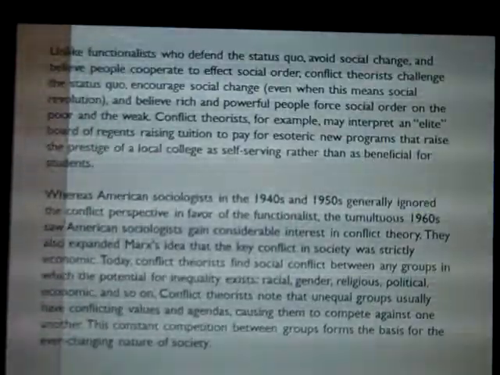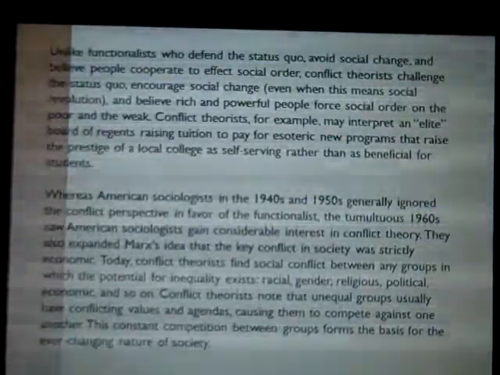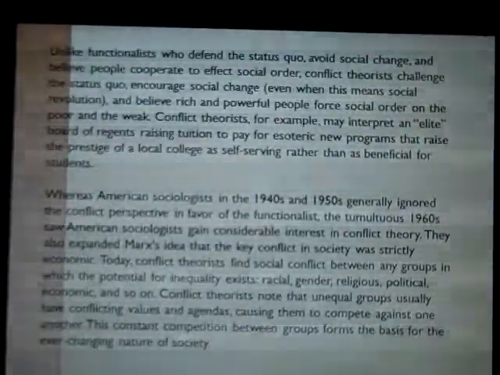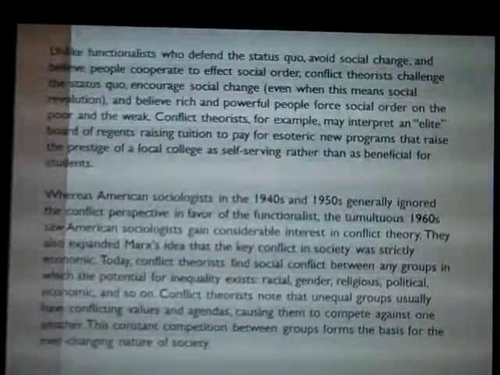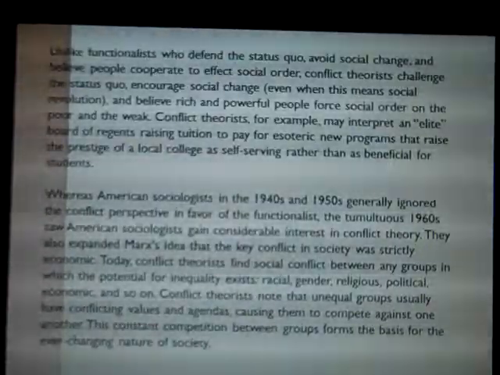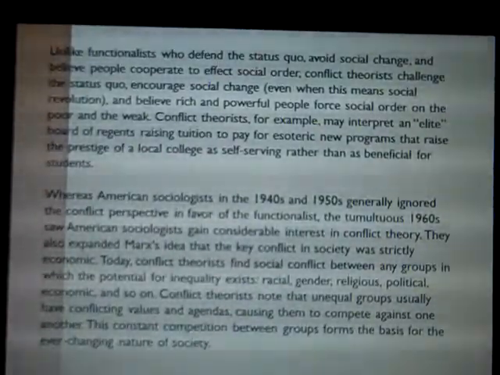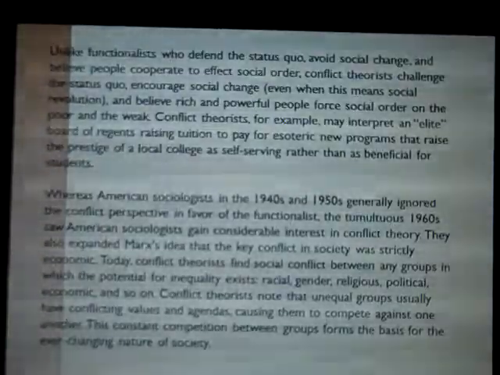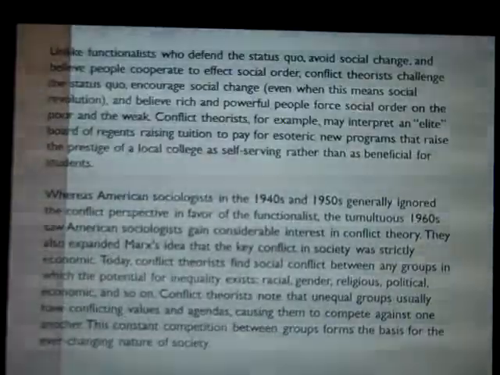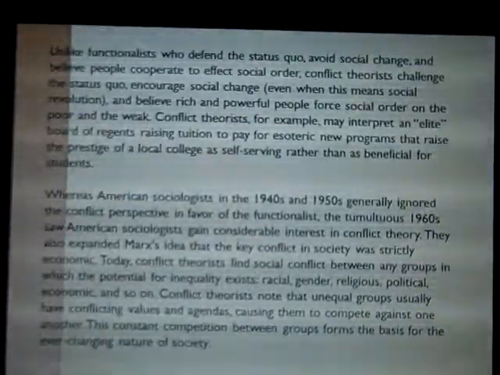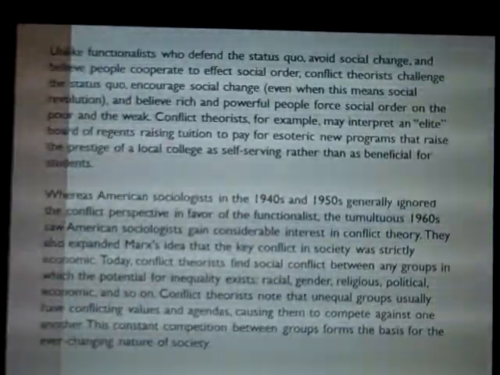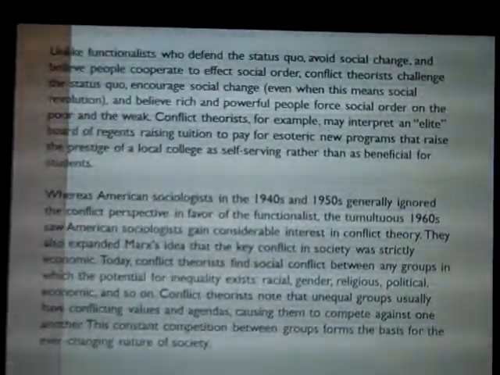Conflict theorists note that unequal groups usually have conflicting values and agendas. You can think of that, workers versus management. Generally, they have conflicting values and agendas. Republicans versus Democrats. We could keep going on and on forever. African Americans versus Caucasians. We tend to assume and understand that there are conflicting values and agendas that result in competition. And this constant competition between these groups of people forms the basis for the ever-changing nature of society.